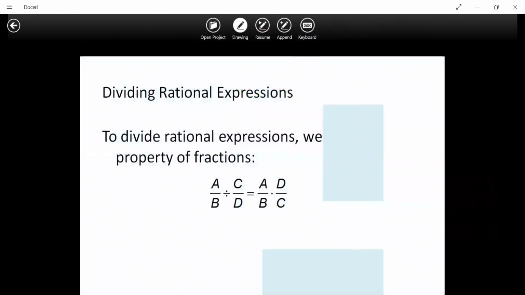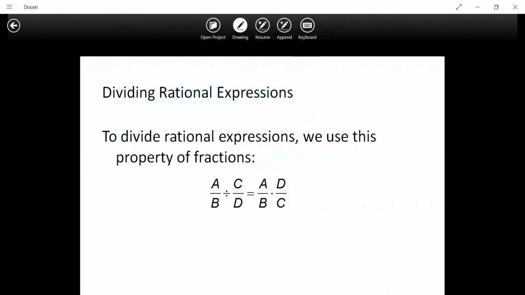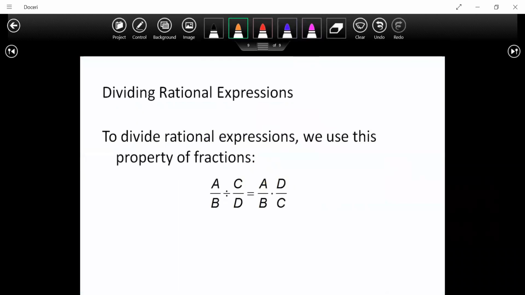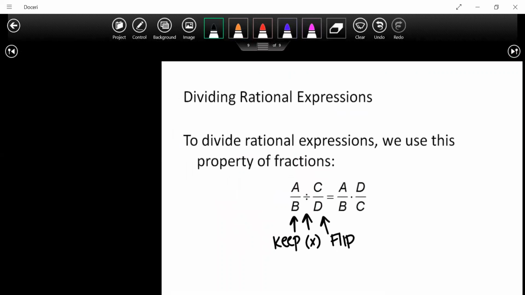Okay. Dividing rational expressions. One thing that we want to be able to see here: we usually say change, flip. We keep the first fraction, we change the division to multiplication, and we flip the last fraction. So I just want you guys to take away from that, if you're using division, copy that down for me.